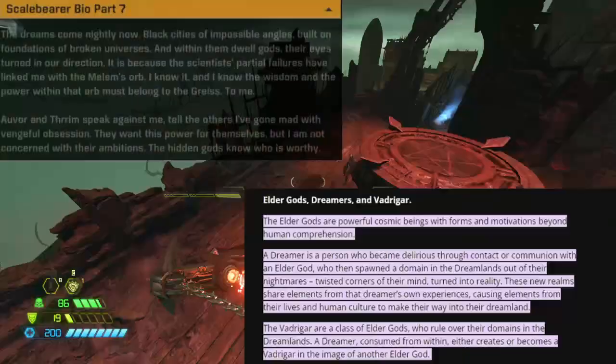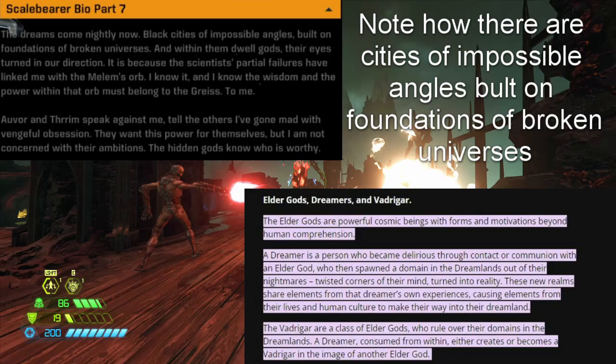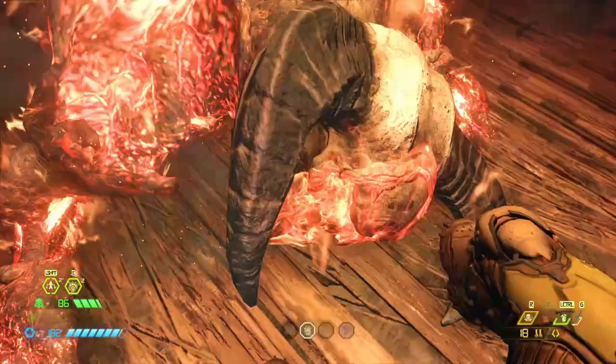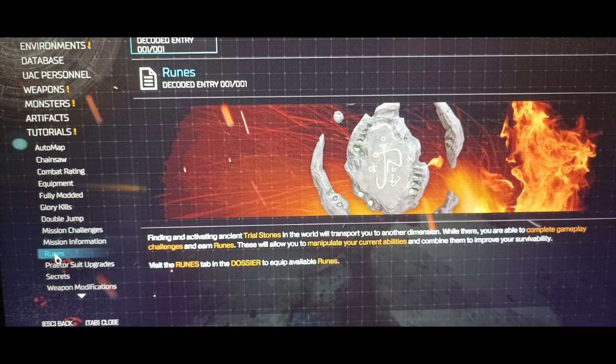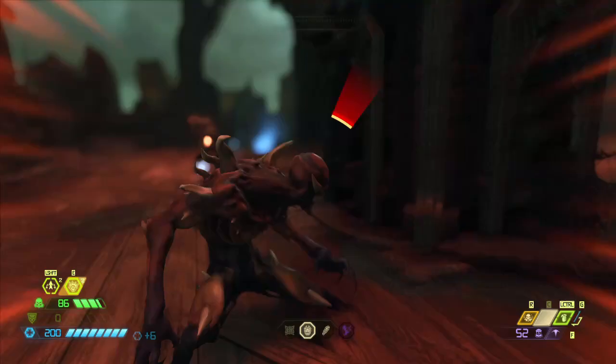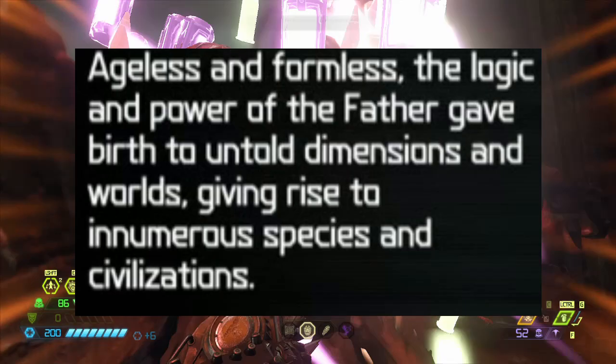Here is the explanation regarding the nature of the Elder Gods, and how dreams and abstract mental constructs become reality, forming realms. 5. The 12 separate dimensions accessed by rune trials in Doom 2016. 6. The infinite number of dimensions created by Davoth.